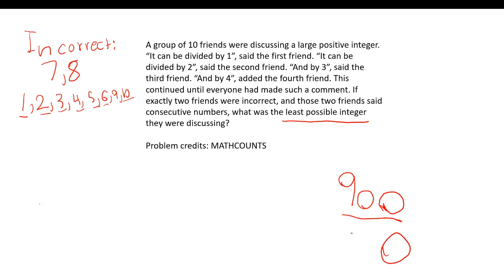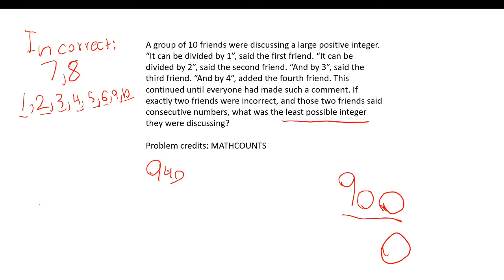The 9, the hundreds digit needs to go down each time, since we want the least possible integer they were discussing. Notice we can also change this digit each time. We can make it a 4, 8, or 0. So we're going to do that. We're going to use some strategic guess and check to work our way down. Let's try this.